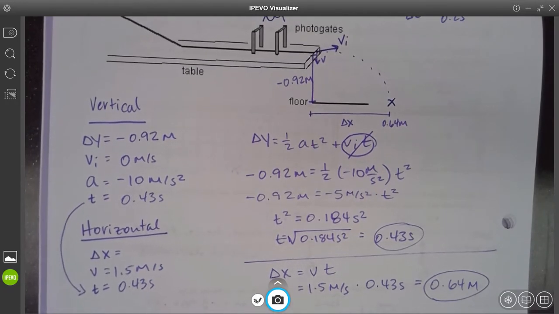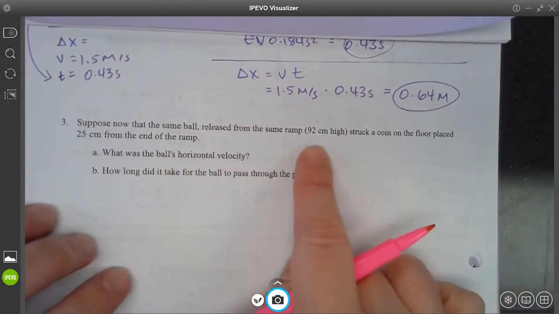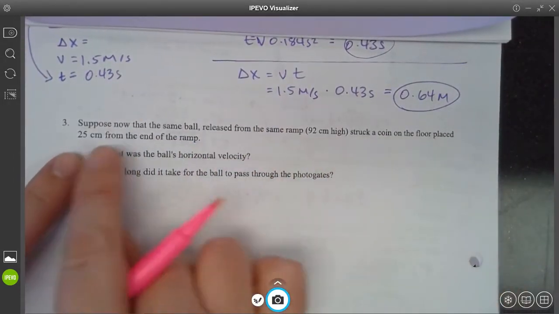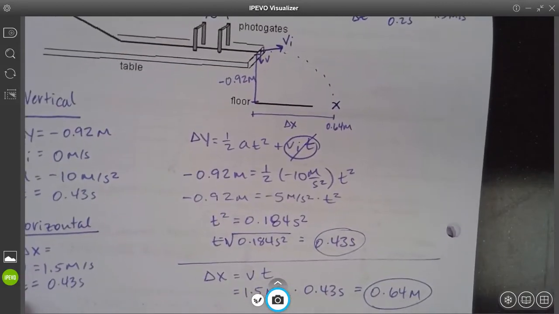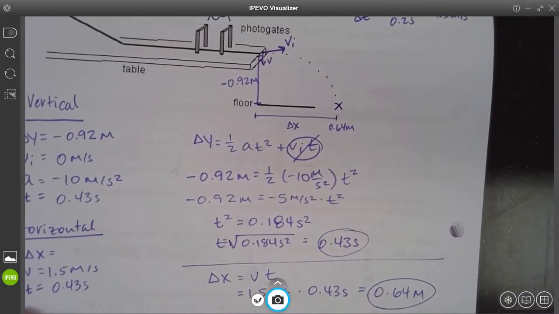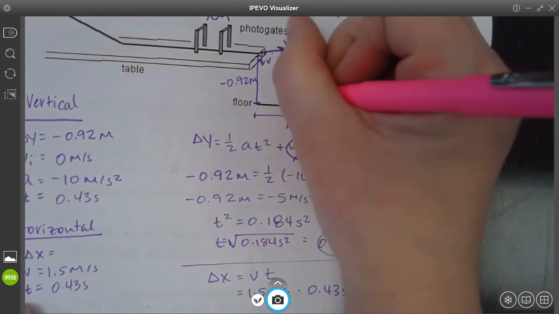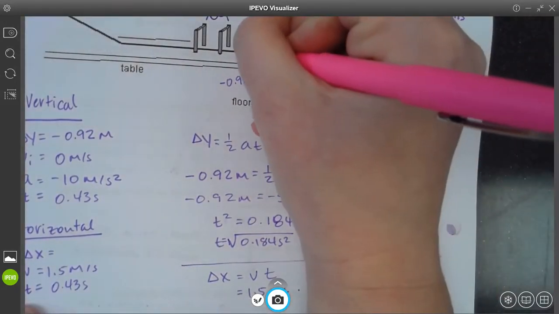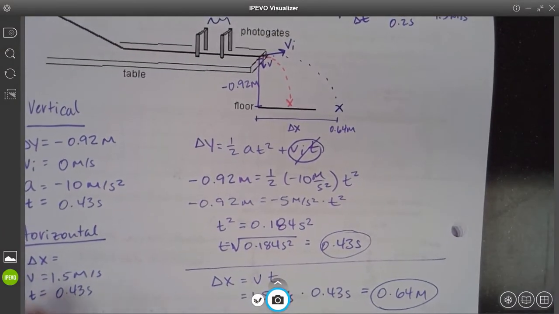Okay. So next, suppose now that the same ball released from the same ramp struck a coin on the floor placed 25 centimeters from the end of the ramp. Is that closer to the table or farther away? If this is 64 centimeters, and now we're going to go 25, we're going to be closer to the table. Right, so now the ball is going to come off the ramp and land closer to the table. Do you think the ball's going faster or slower?